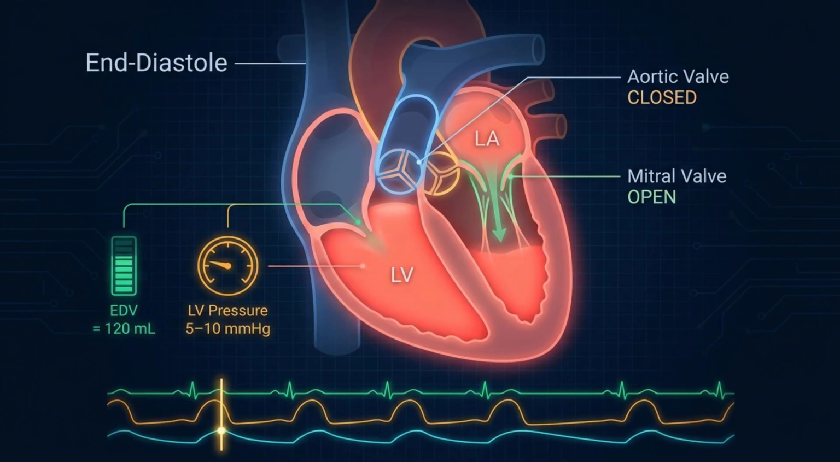Let's walk through one complete left ventricular cycle. We start at end diastole. The left ventricle has just finished filling. End diastolic volume is about 120 milliliters. Left ventricular pressure is low, around 5 to 10 millimeters of mercury. The mitral valve is open. The aortic valve is closed.